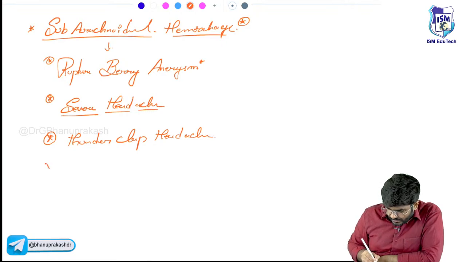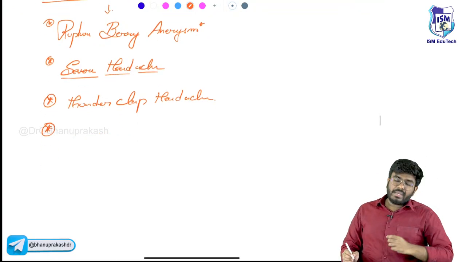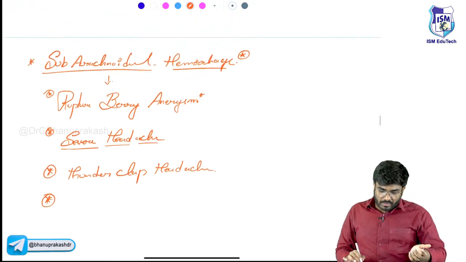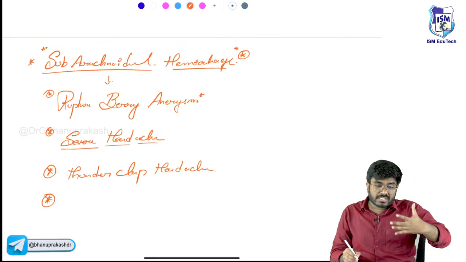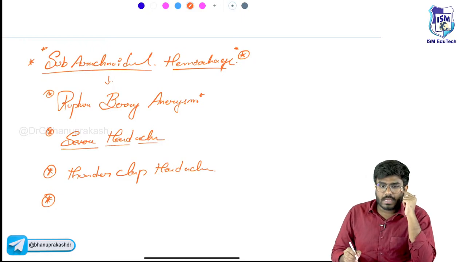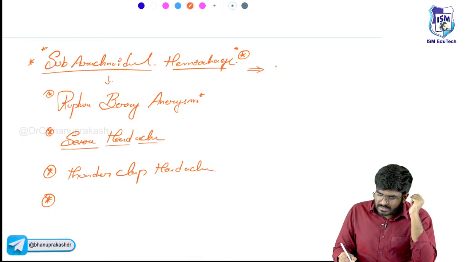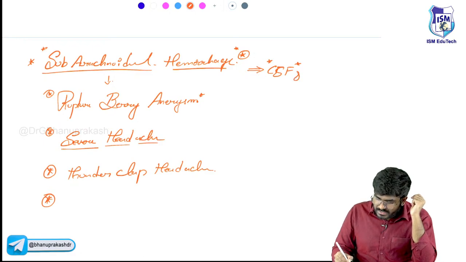Okay, so thunderclap headache. Now, see, the berry aneurysms are rupturing. Where is the hemorrhage? The hemorrhage is in the subarachnoid space. Now, the subarachnoid space is filled with CSF. There is CSF in the subarachnoid space, and there is hemorrhage happening into the CSF.